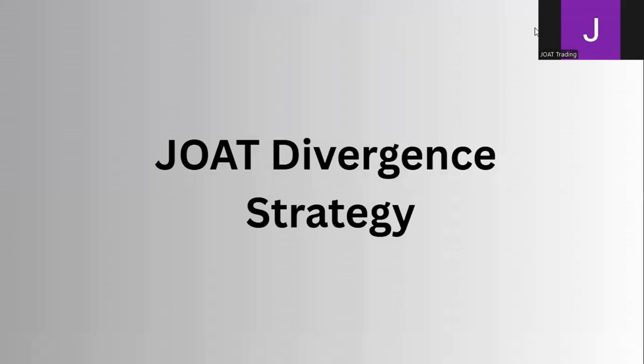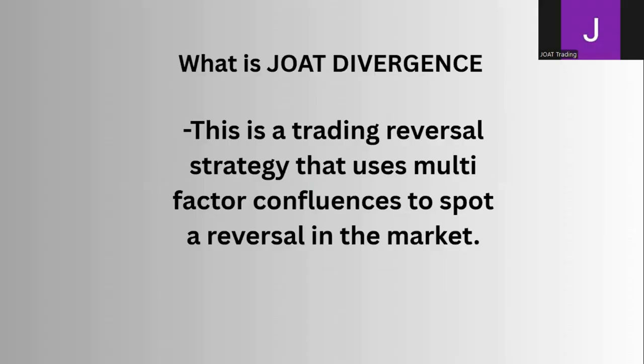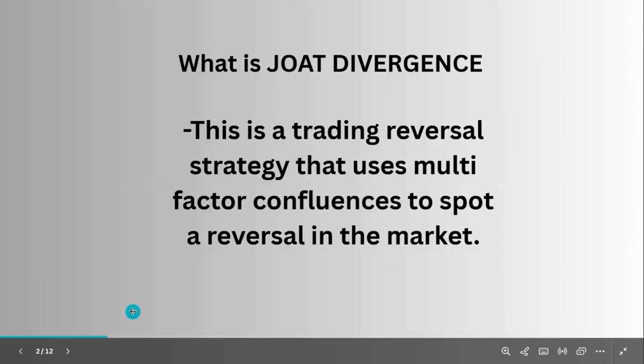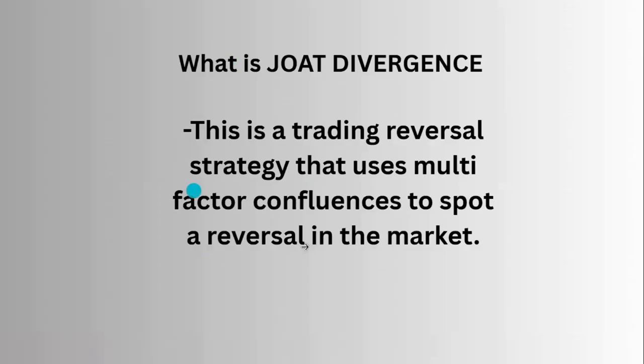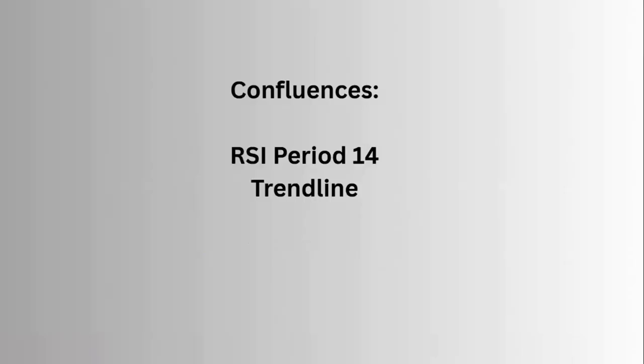Our trading strategy. This is the Joat Divergence Trading Strategy. It is basically a simple strategy that just uses two confluences, right? And when we talk about the Joat divergence, it's basically a reversal strategy that we use for multi-factor confluences to spot reversals in the markets. So when you're using this strategy, you basically just look to sell a buying market or buy a selling market. So what are the confluences that we use?